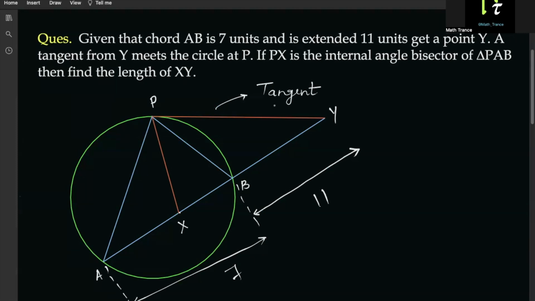Okay, so we can see that we might be able to apply the tangent secant theorem. So YA here is a secant. It feels like we should apply something like tangent secant. Okay, no worries. Then it meets the circle at a point P. If PX is the internal angle bisector, then maybe we will have to use the angle bisector as well.